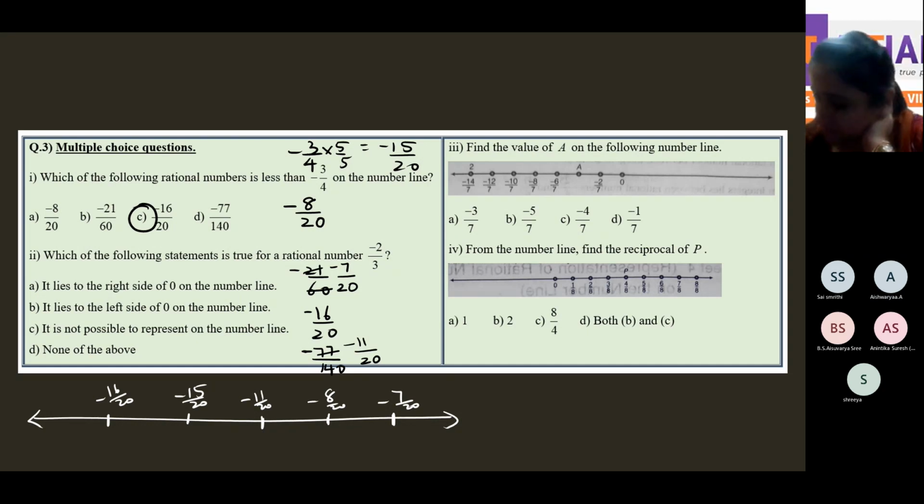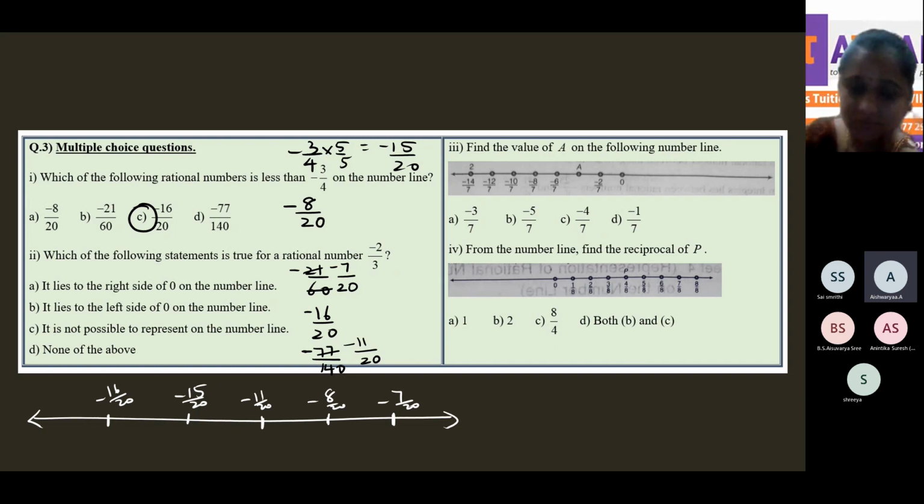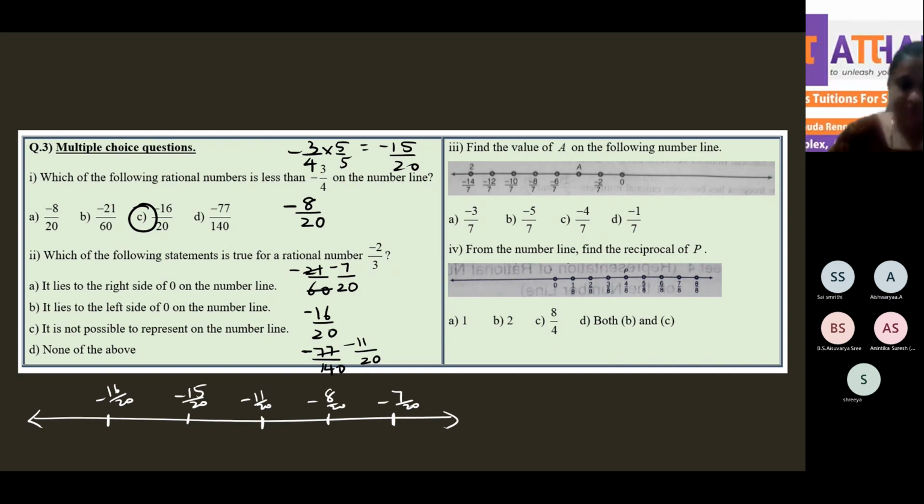Come again? So basically it was minus 3 by 4. So I took the first one, minus 8 by 20. I found the LCM of 4 and 20 and multiplied the numerator. And then I found out in both of these fractions, which one is less, is it greater or less? Okay, so you've compared each one of the options given with minus 3 by 4. Okay, fine, good. All right.